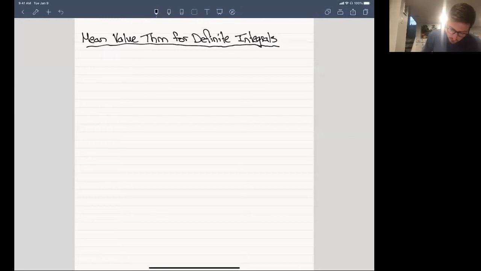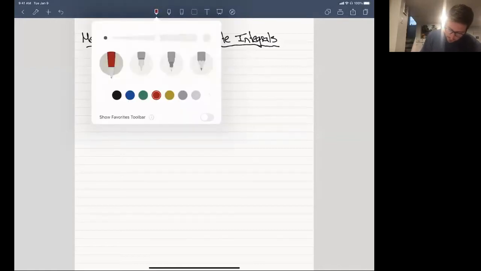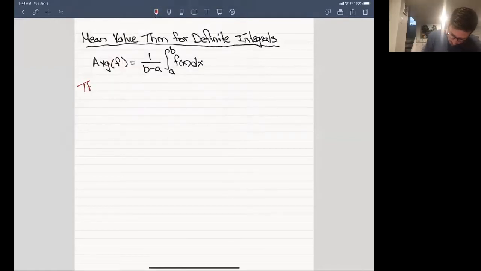Now, let me remind you that we defined the average of a function f over the interval a b as the definite integral just divided by the length of that interval. And so what the mean value theorem for integrals tells us is that there is some point in that interval so that f takes on its average value. So let me write this for you explicitly, and then we'll talk about it.